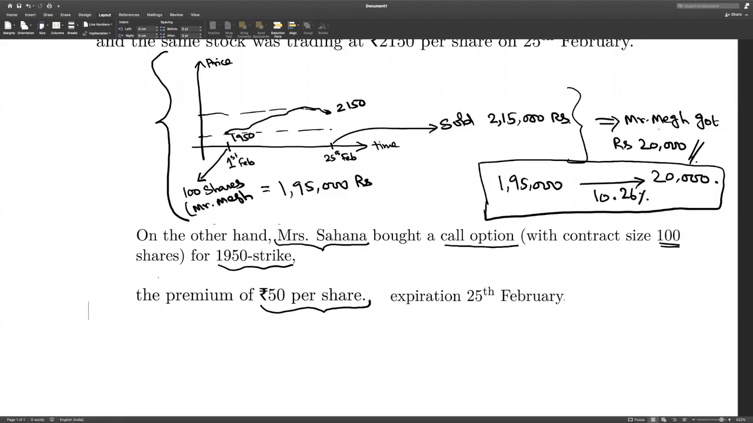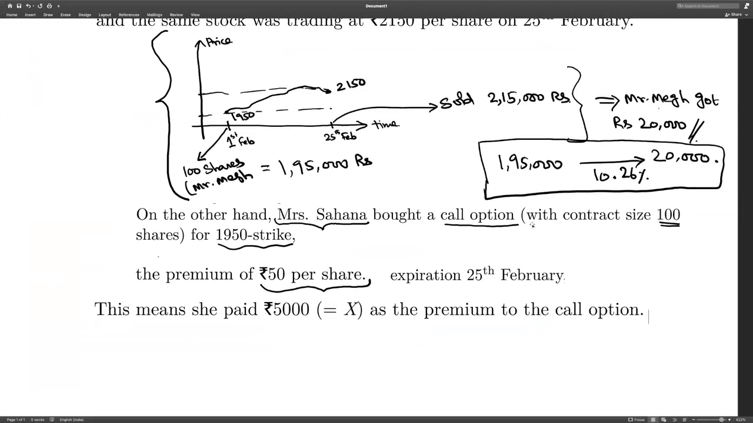So in our example, Mrs. Sahana went for this call option with the underlying asset the same as what Mr. Meg has traded in the spot market. Let us see what this call option gives to Mrs. Sahana. Before that, let us see how much she spent in order to own this call option. Well, she bought one call option. It means it contains 100 shares and the premium is 50 rupees per share. It means one call option costs 5,000 rupees, right? So she spent 5,000 rupees.